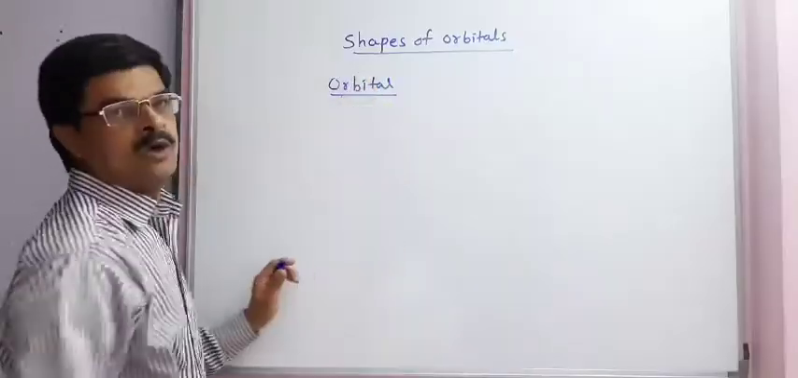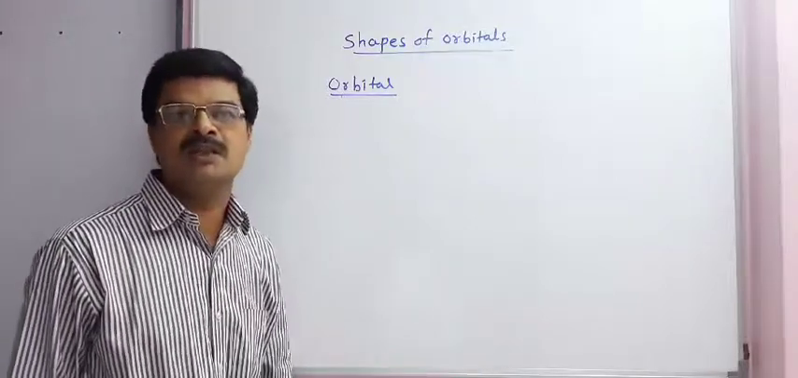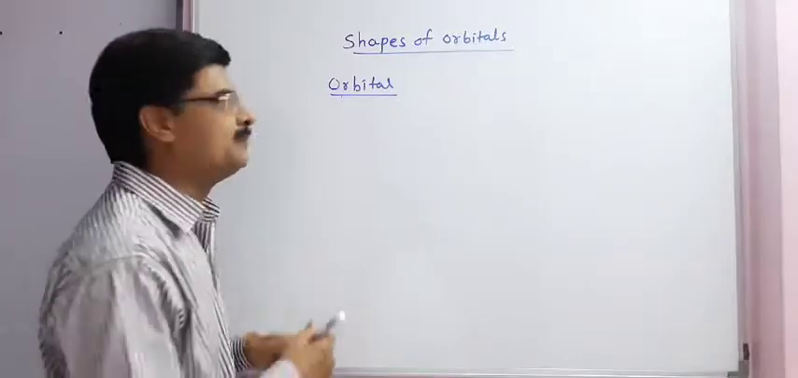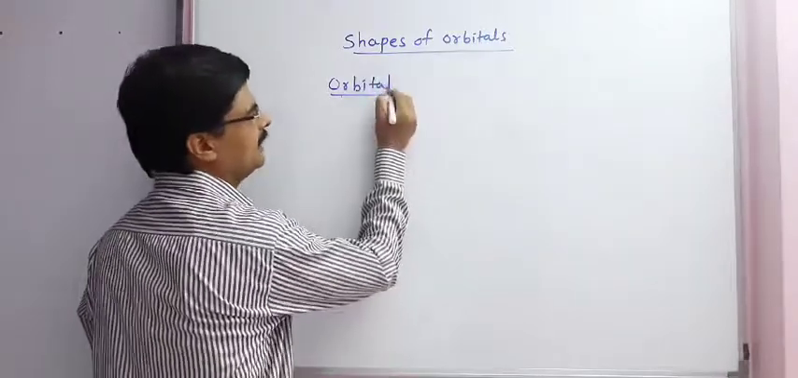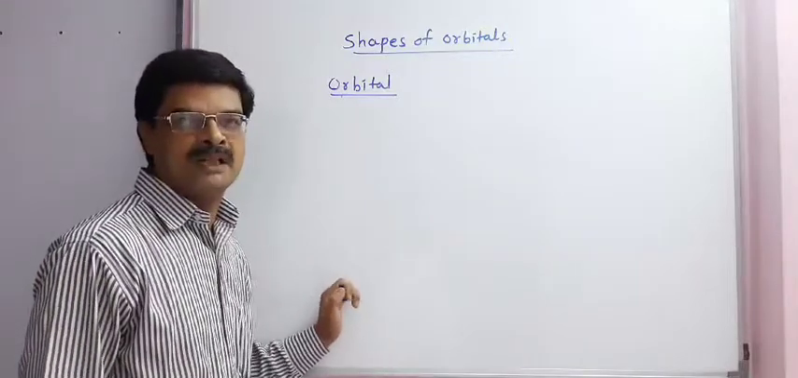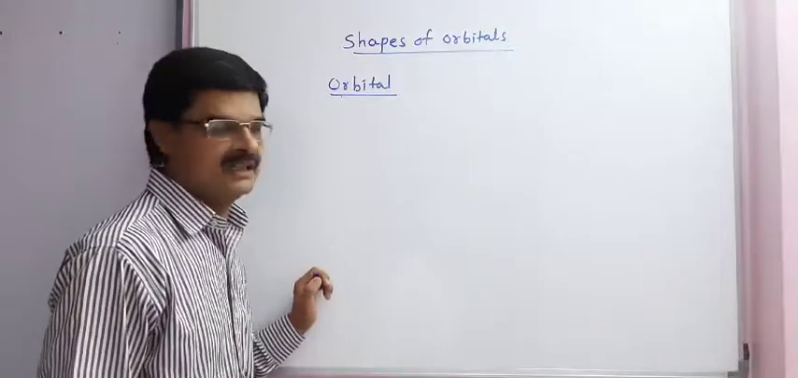What is an orbital? The three-dimensional space around the nucleus in which the probability of finding electron is maximum is known as orbital. And we have total 4 types of orbital: S, P, D, F. Also we have G, H, etc.